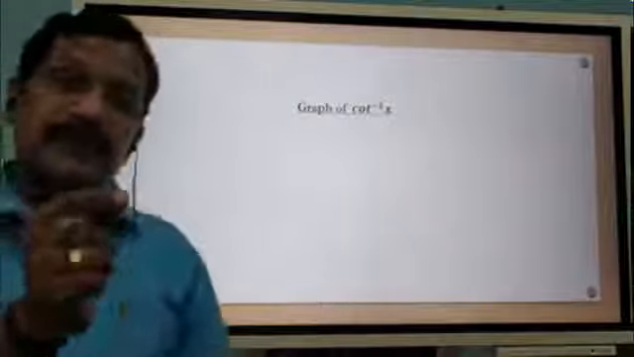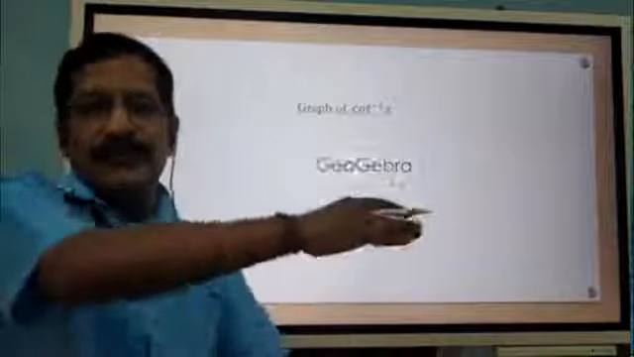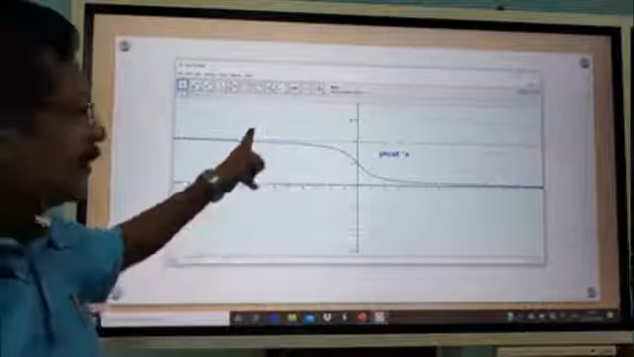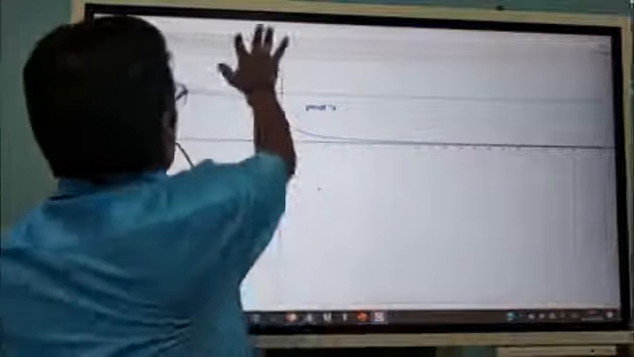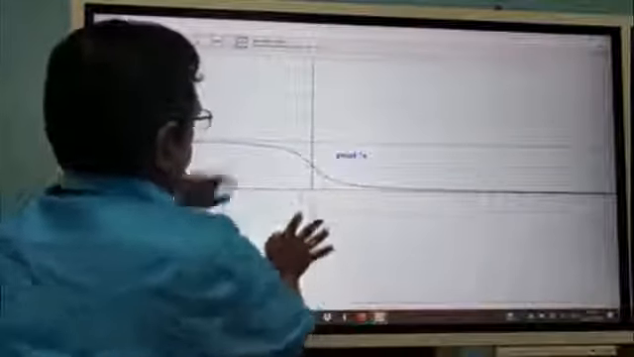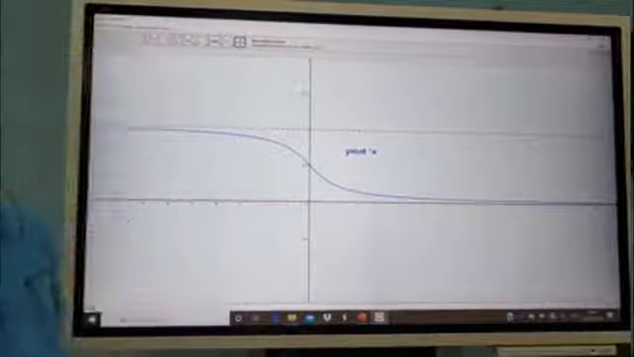Now, what will be the graph of cot inverse? Arc cot. Graph of cot inverse. You can see here, the graph will be in a different position, that is, the x-axis and y-axis will be interchanged. This is the graph of cot inverse. If you want to zoom it, you can see here. So, this is the graph of cot inverse.